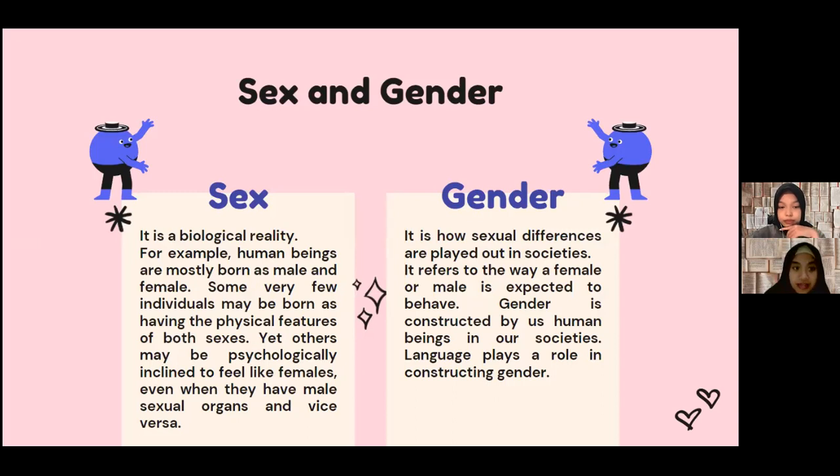While gender is how sexual differences are played out in societies, it refers to the way a female or male is expected to behave. Gender is constructed by us human beings in our societies. Language also plays a role in constructing gender.